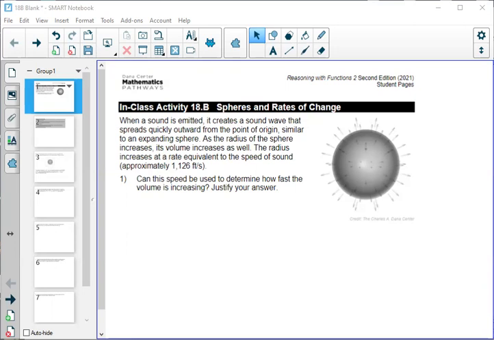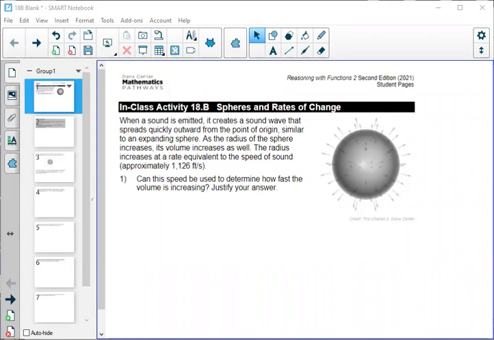In class activity 18B, spheres and rates of change. When a sound is emitted, it creates a sound wave that spreads quickly outward from the point of origin, similar to an expanding sphere. As the radius of the sphere increases, its volume increases as well. The radius increases at a rate equivalent to the speed of sound, approximately 1,126 feet per second. 1. Can this speed be used to determine how fast the volume is increasing?